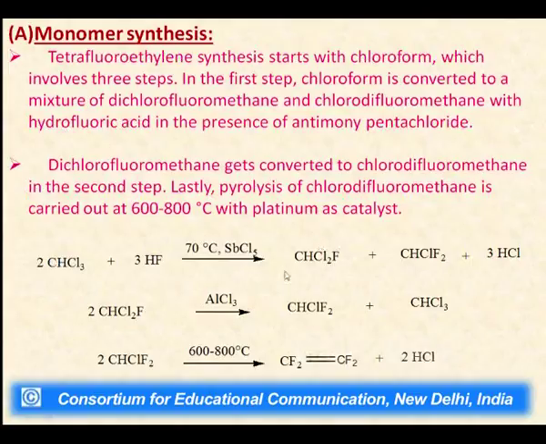Then this dichlorofluoromethane gets converted into chlorodifluoromethane in the second step. And lastly, the pyrolysis of this chlorodifluoromethane at 600 to 800 degrees centigrade with platinum as catalyst, and in the last step tetrafluoroethylene is formed. So, the monomer synthesis starts from chloroform itself in the presence of hydrofluoric acid, and via a different sequence it finally forms the monomer in the last step.